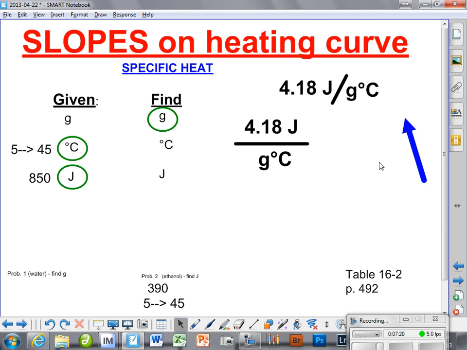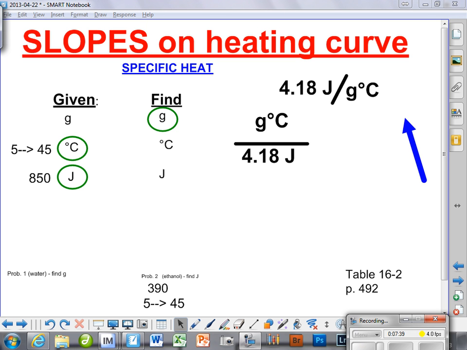Okay, James, is this the way we should start our fraction in the calculation? Or should we start it like this? Why do you think grams should be on top? Very good. Yeah, that's the given. So whatever the given is, that's what has to be on top. You'll notice that the grams and the degrees centigrade have to travel together.